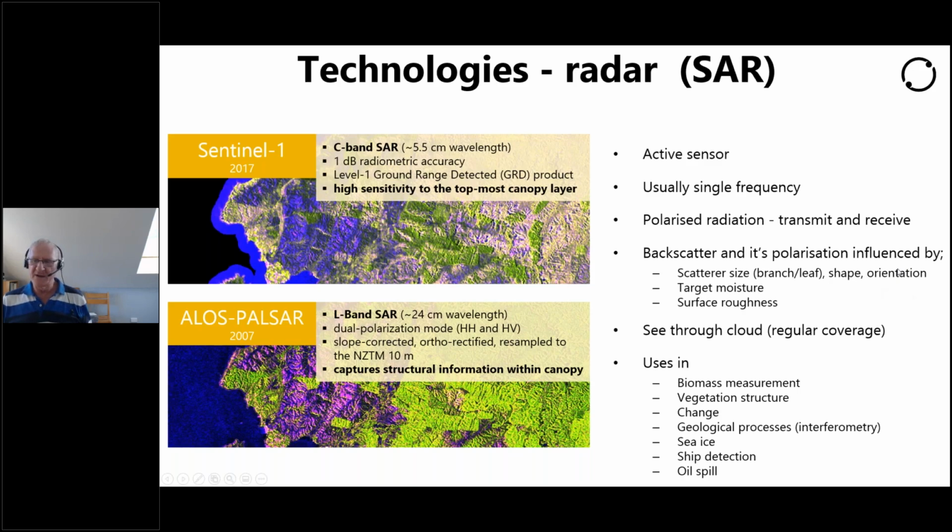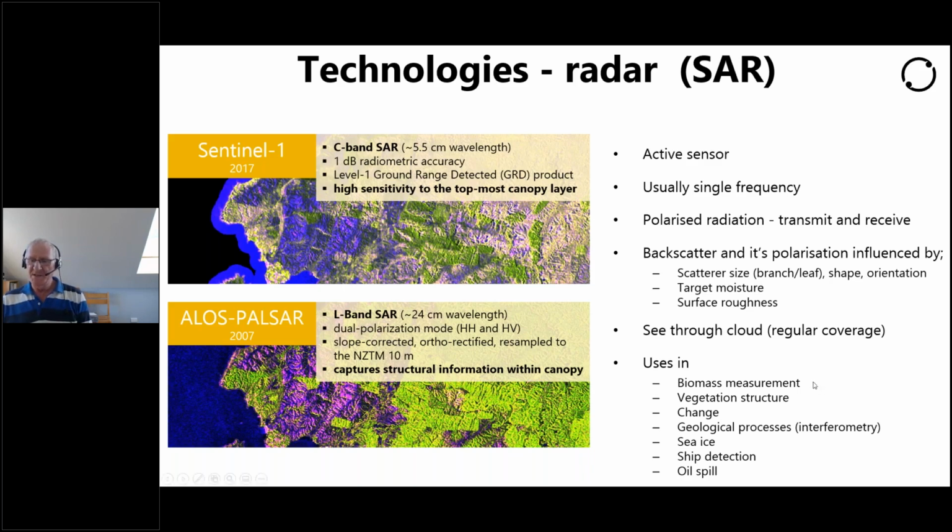And when I talk about scattering elements, I mean things that are similar in size to the wavelength that you're using. So if you're using shorter wavelengths, you'll probably be responding to leaves at the top of the canopy. Longer wavelengths will go deeper into the canopies and be looking at branches and even trunks. Other important aspects influencing the radar backscatter are the target moisture, and also surface roughness has a very specific scattering mechanism. One of the big advantages of radar is that it can see through clouds, and that gives you a regular coverage and makes it very useful for change detection.